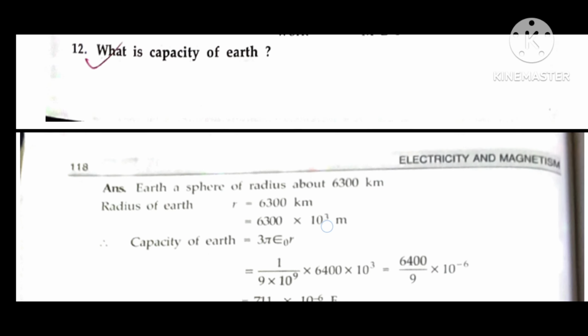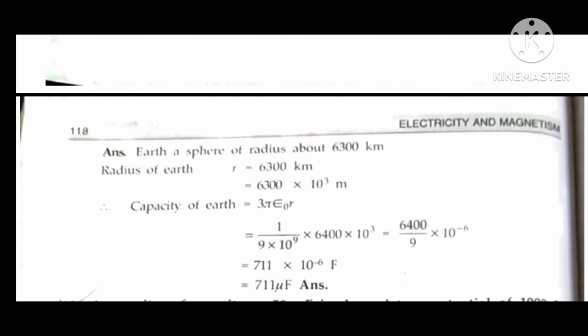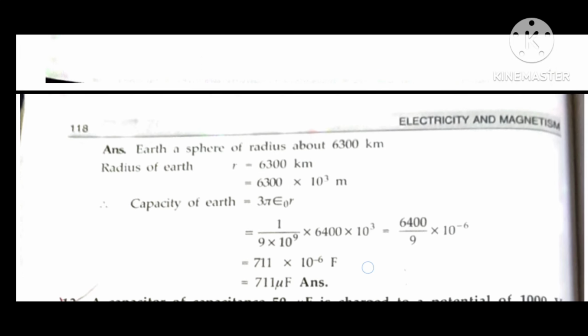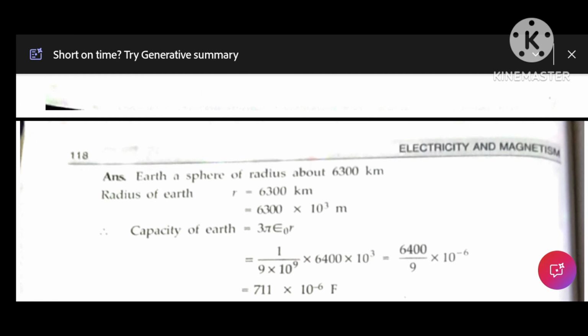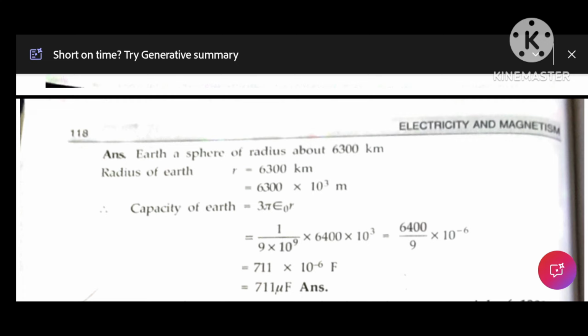What is the capacity of earth? Earth is a sphere of radius about 6,400 kilometer. Radius of the earth R is equal to 6,400 into 10 to the 3 meter. Capacity of the earth is 4 pi epsilon naught R, which is 1 by 9 into 10 to the 9 into 6,400 into 10 to the 3, which is 711 microfarad.